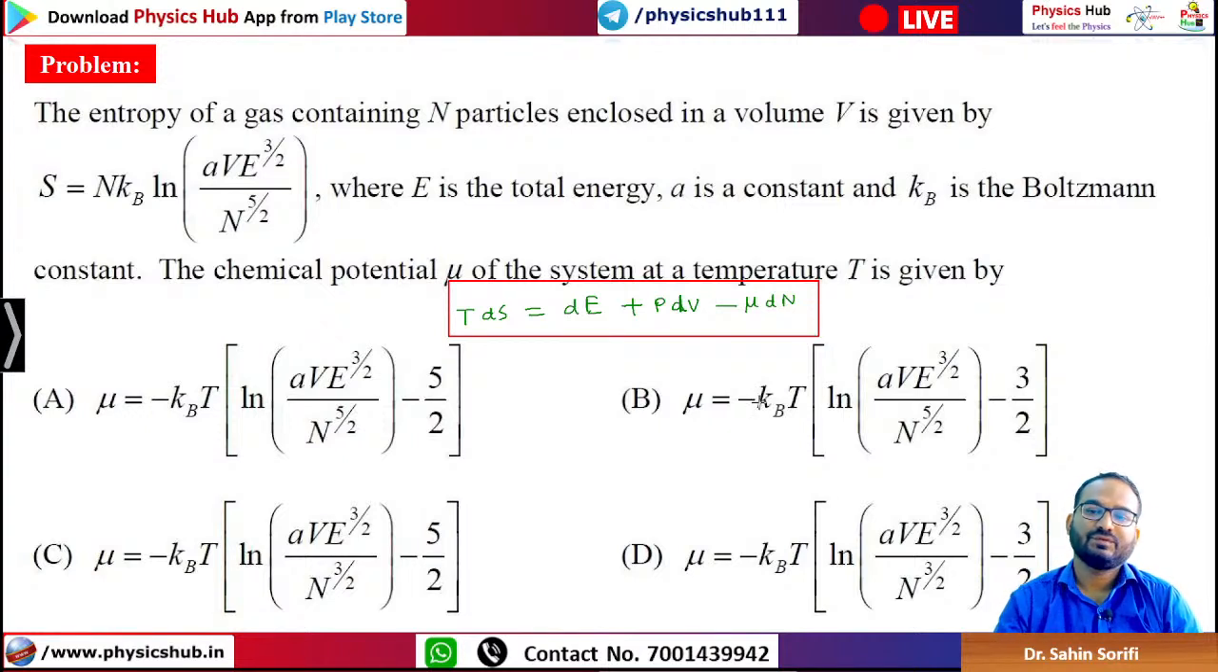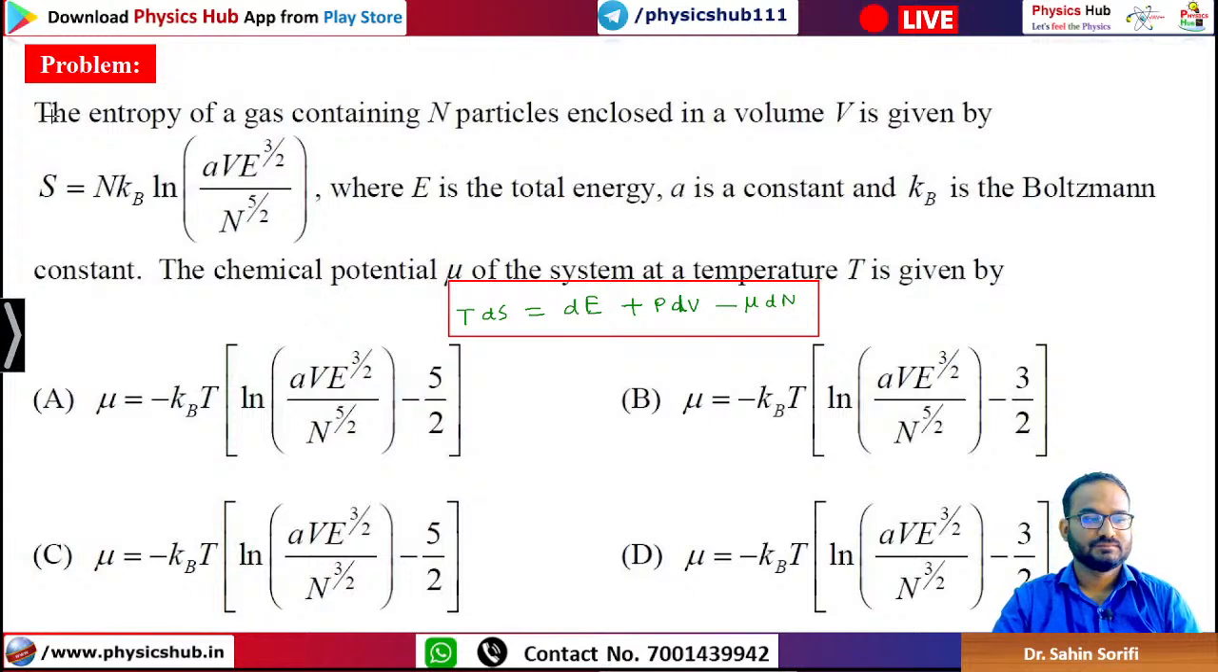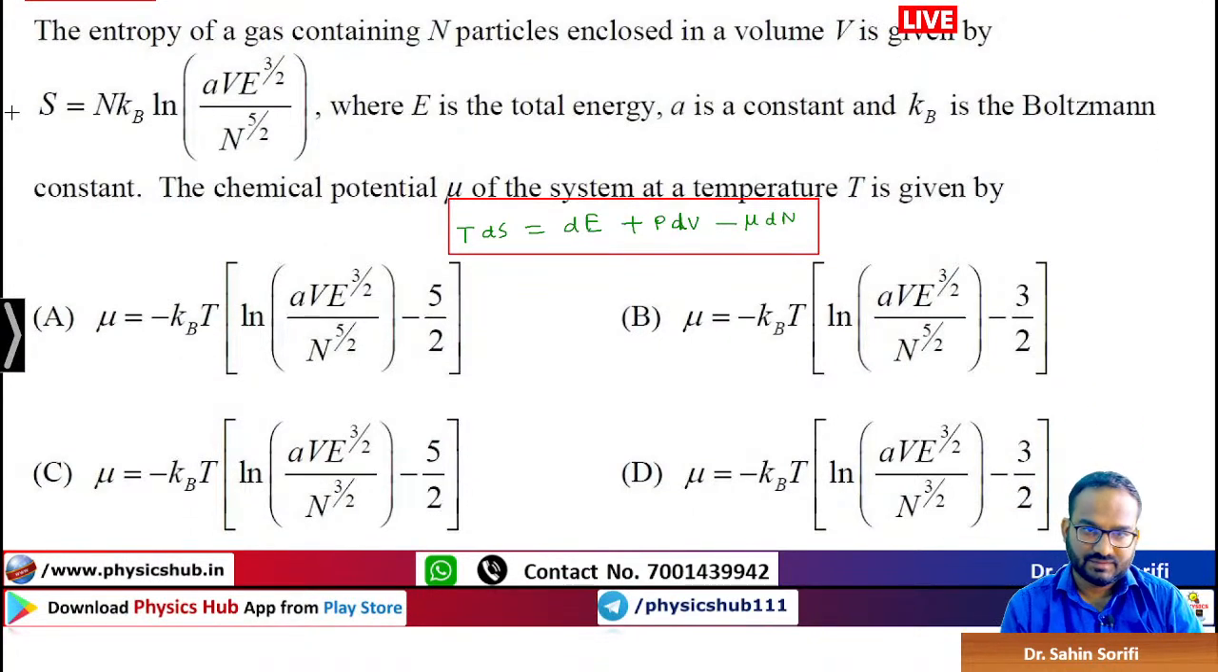Look, if you want to calculate mu, what do we have to do? You have to take the derivative of S with respect to N, and if you want to make these two terms vanish, to make dU equal to 0, we need to keep T constant, and V constant to make dV equal to 0. Do it quickly, simple problem. After I have given you this formula, it should become very easy for you. You should be able to do it in 2 minutes, not more than that.